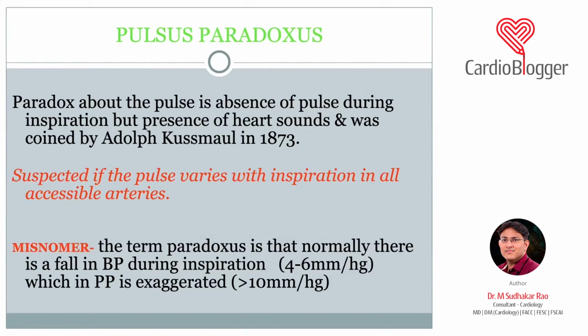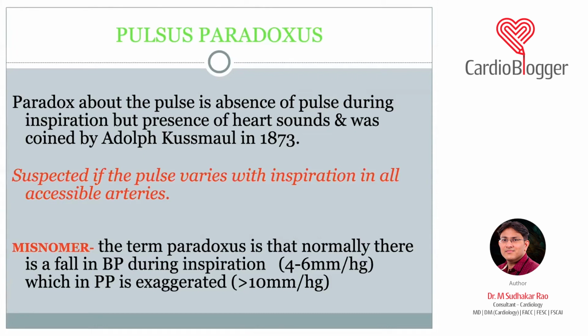So now, after the collapsing or water hammer pulse, the second most important pulse, which is also asked too much in an exam, is pulsus paradoxus. Now, pulsus paradoxus is an important pulse, and there is a paradox. The paradox is the absence of pulse during inspiration, but the heart sounds are preserved at that time. So when you auscultate the heart, you are able to hear the heart sound, but when you are palpating, you are not getting the pulse. So that is the paradox in pulsus paradoxus. It was coined by Adolph Kussmaul, the same Kussmaul who gave Kussmaul's sign, which we already discussed yesterday.